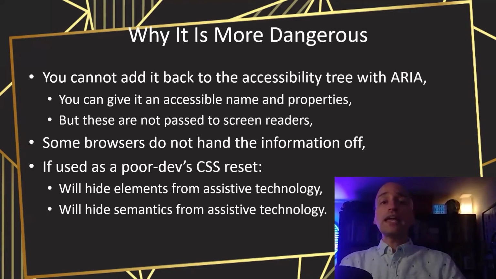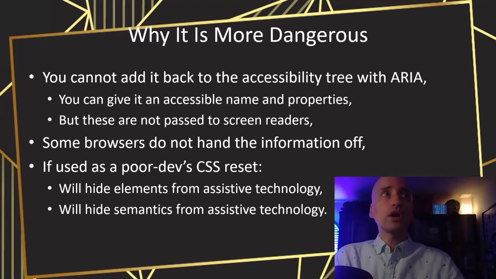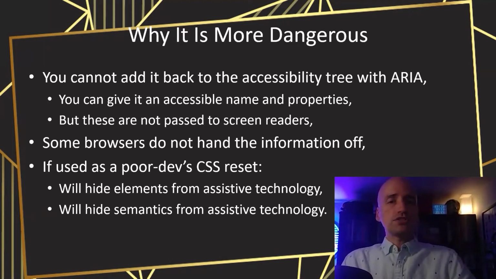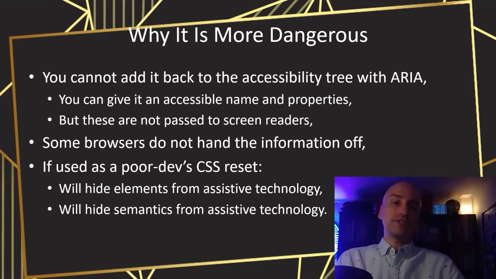You generally can't add anything with display contents back into the accessibility tree with ARIA. It just doesn't work. You could try, but it's generally not getting passed along. Again, continue to test this. Don't use it as a CSS reset, please. I've seen this happening. It's bad and it's hard to recover from.